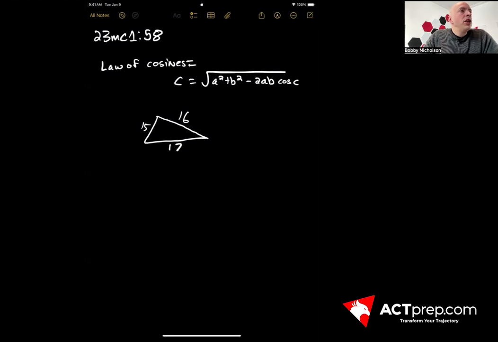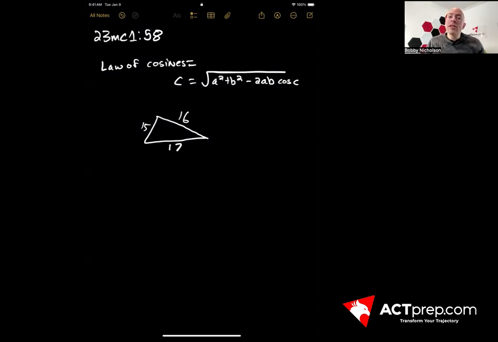The sides of an acute triangle measure 17 centimeters, 16 centimeters, and 15 centimeters, respectively. The measure of the smallest angle of the triangle is a solution for A to which of the following equations?